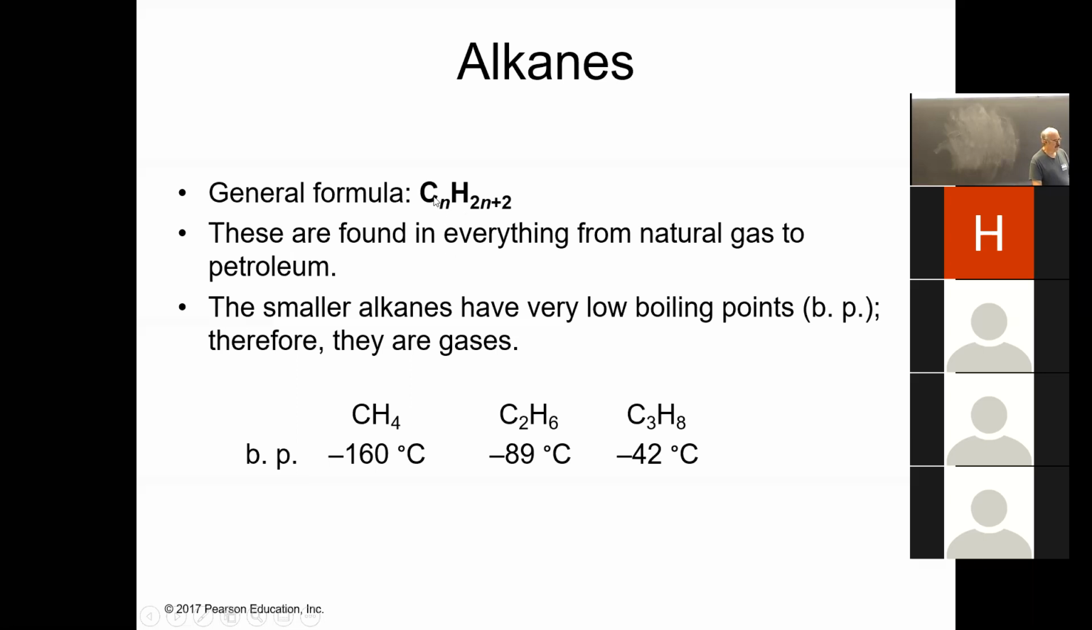Okay, this ratio is useful in analysis of alkanes, because if the hydrogen to carbon ratio is smaller than 2n plus 2 to n, okay, that tells us that either rings and/or double bonds are present. Alkanes are found in natural gas and petroleum. That's their principal source. The smaller alkanes have very low boiling points.